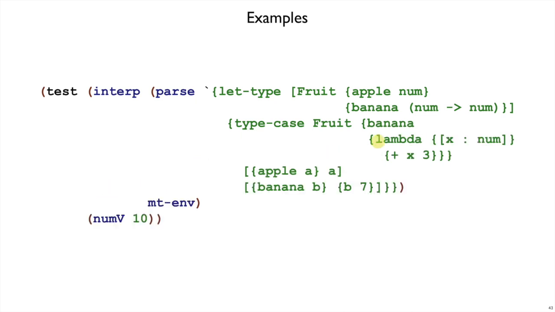If we had created a banana instead, banana with this function inside, then b stands for that function, and here we're applying that function to 7, so 7 goes in for x, we add it to 3, and that's why we expect a 10 out in this case. So there's nothing new about how type case works here. You're familiar with that from Plait. It's just a matter of getting used to the syntax with let type instead of define type.